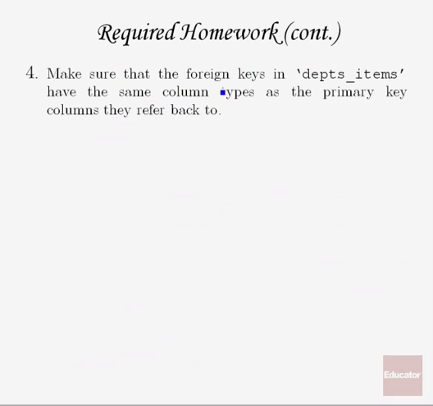And then just make sure that the foreign keys that you define in departments items, as we went over, have the same column types as the primary key columns that they refer back to, which for the department ID and item ID is an unsigned int.